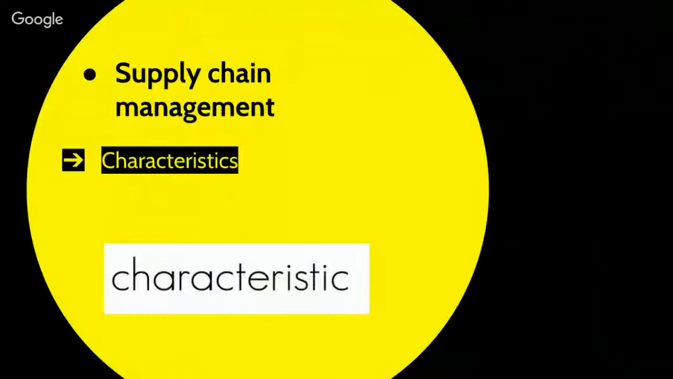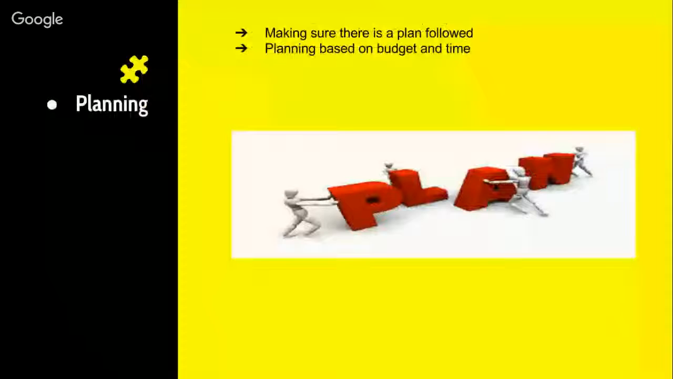Next, we will be discussing supply chain management and its characteristics. One of the key characteristics of supply chain management is planning. What I mean by that is making sure there is a specific plan followed and that this specific plan is based on budget and time.